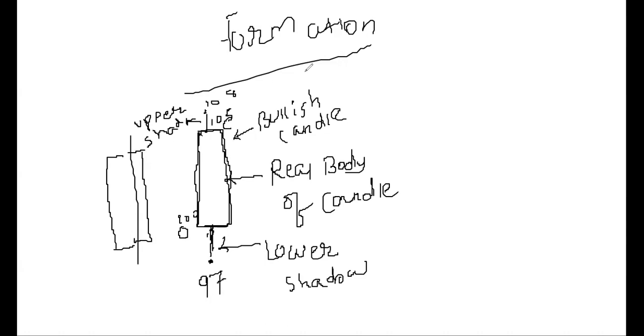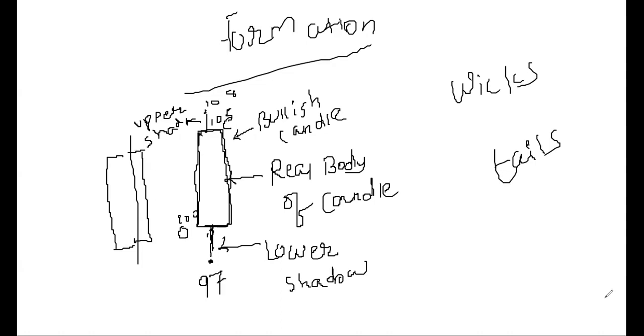So you need to remember real body, lower shadow and upper shadow. Real body will tell you the difference between opening price and closing price. Lower shadow will give you information about day low, and upper shadow will give you information about day high. Now these shadows are also termed as wicks of candle or tails of candle. So lower shadow or lower wick or lower tail, upper shadow, upper wick or upper tail.